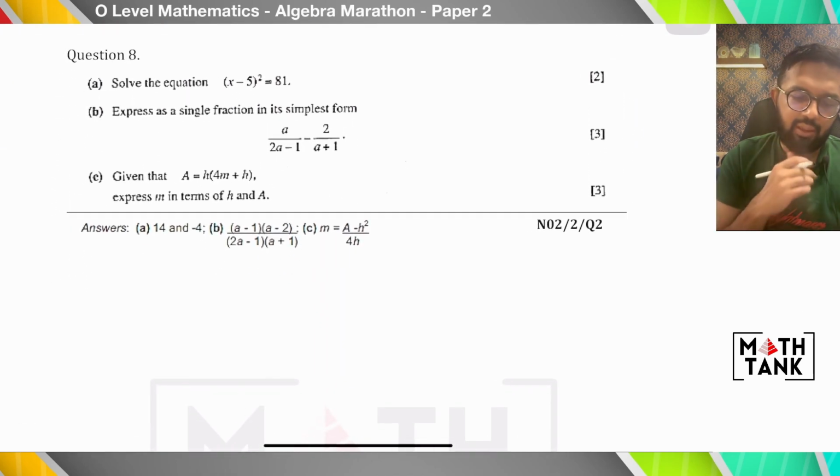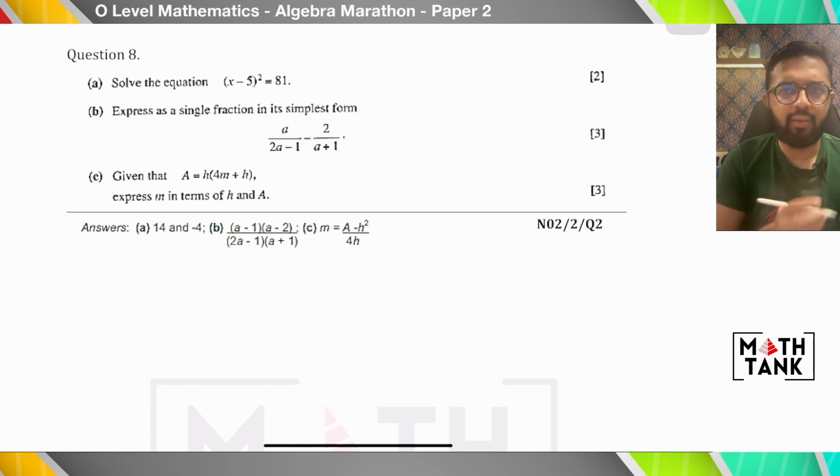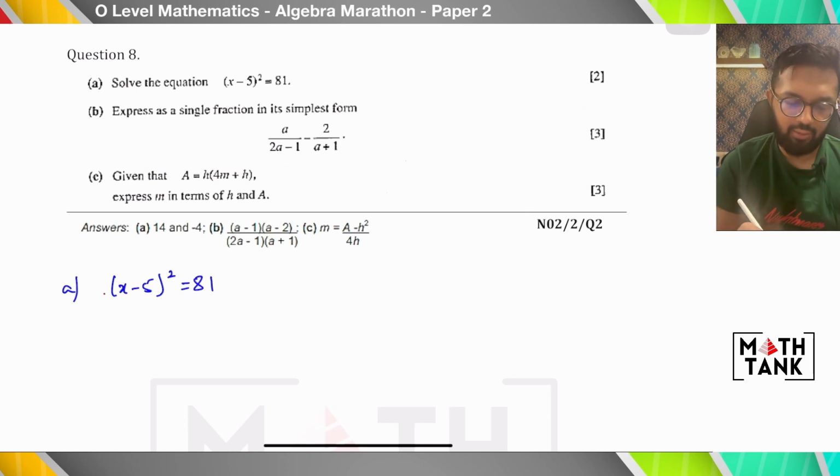Okay, question number 8, it says solve the equation. What I could do is I see a completed square form. So I could either expand and convert it into a normal quadratic equation, or I can immediately try to remove the square. And how can I do that? By taking a root. So this becomes x minus 5 and this becomes plus minus 9.